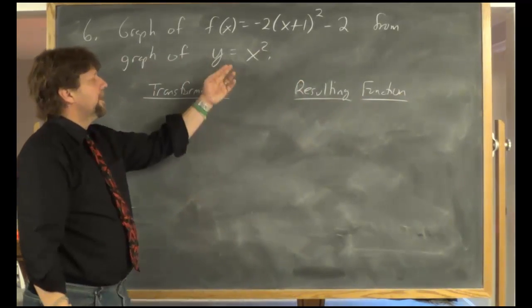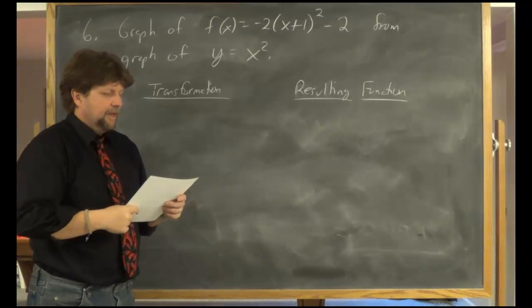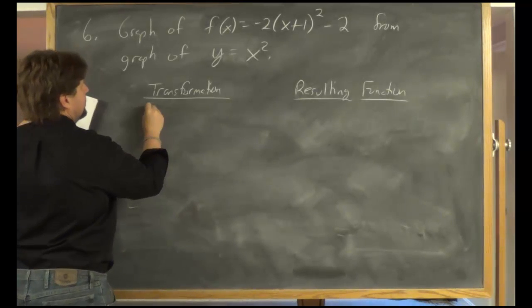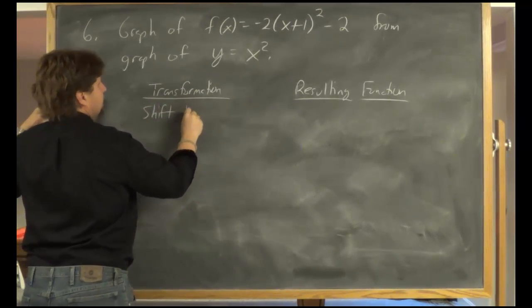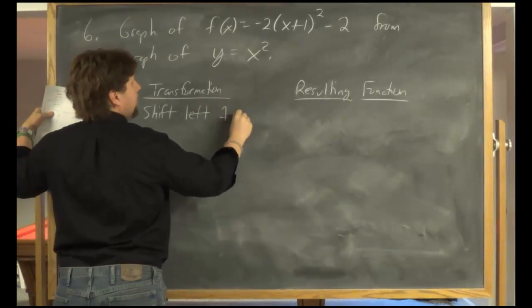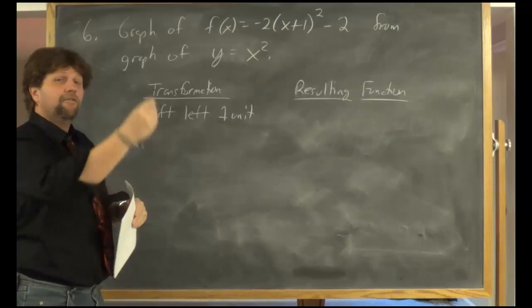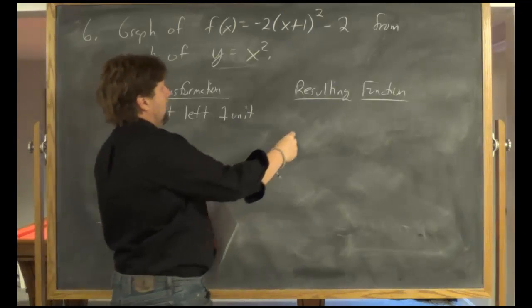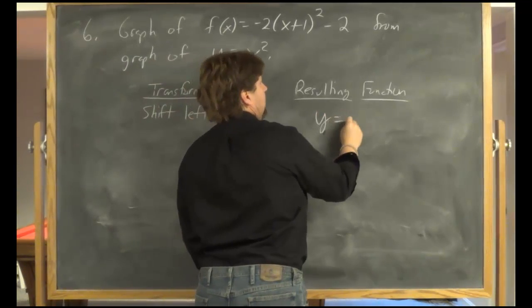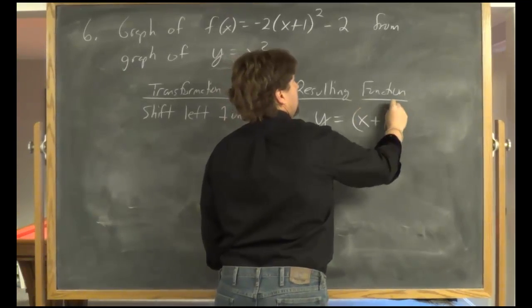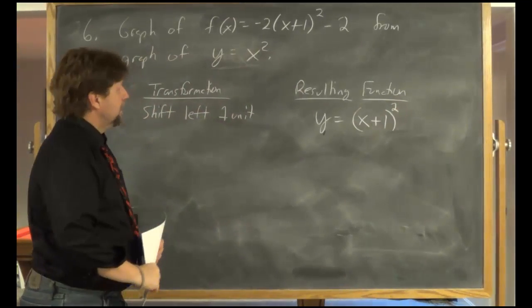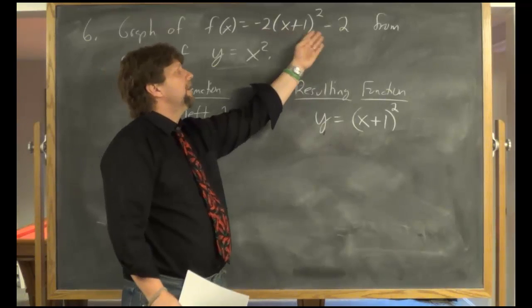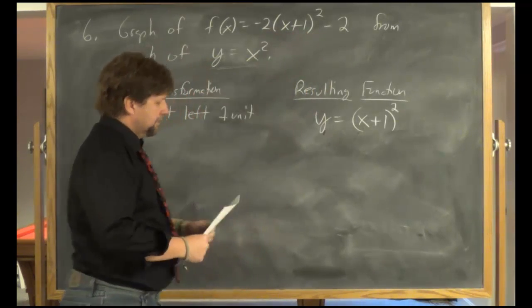Okay, now keep in mind we're starting with the function y equals x squared. So the first thing I do is I'd say, well, if we start with y equals x squared, if we shift it left 1 unit, then the resulting function we would end up with would be y equals (x plus 1) squared. So you see, by taking this and shifting it to the left 1 unit, it gives us this function. Notice how we're getting closer to what I gave you.